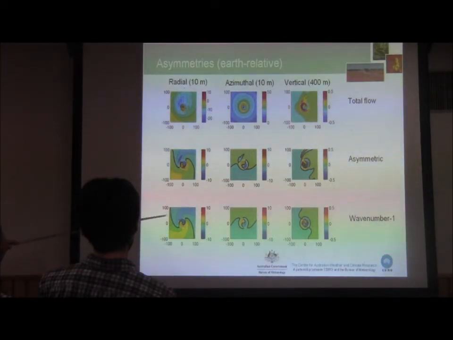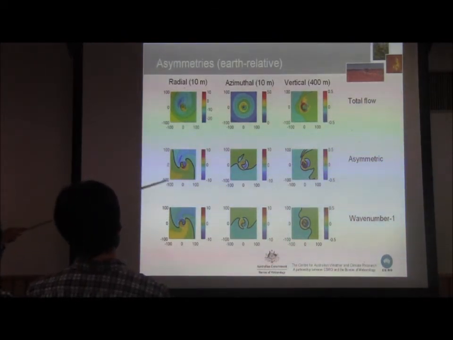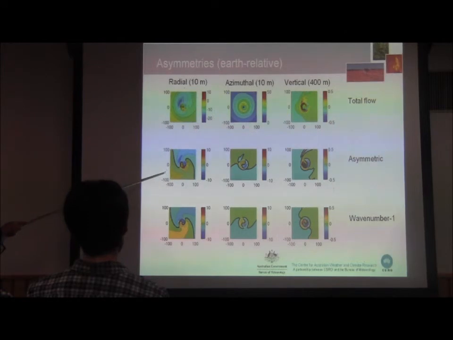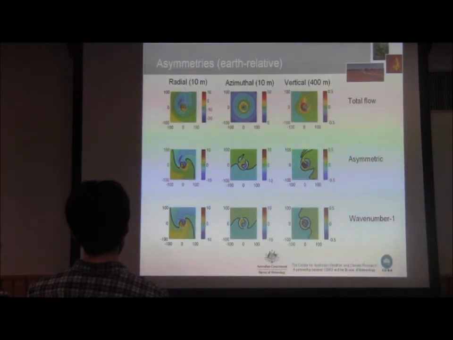What the remaining panels show here, this one is just the asymmetric component of the flow, and this is the wave number 1 component of the flow. And all I want you to look at for the moment with these is to notice that they are fairly similar, and that the asymmetry is largely wave number 1, and we'll come back to that point in a little while.